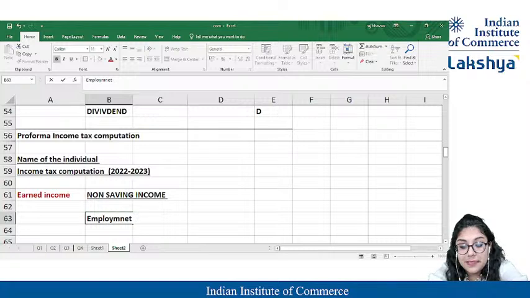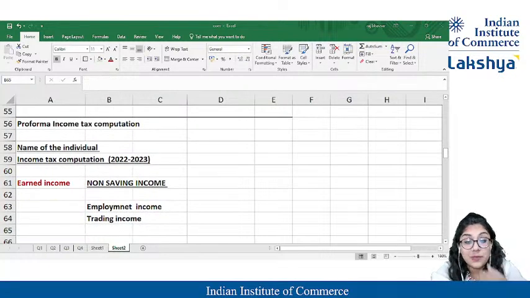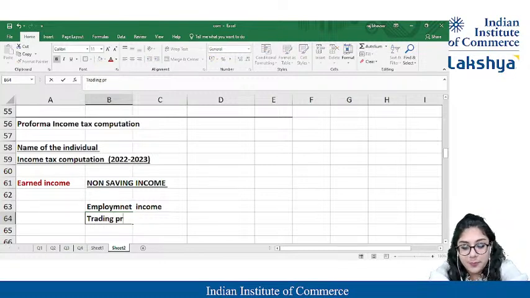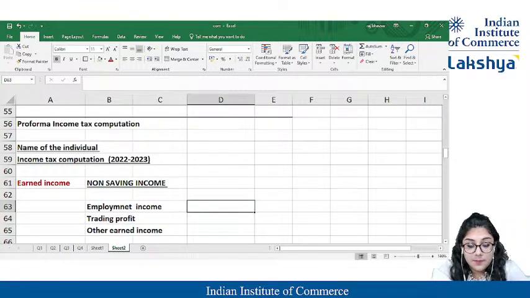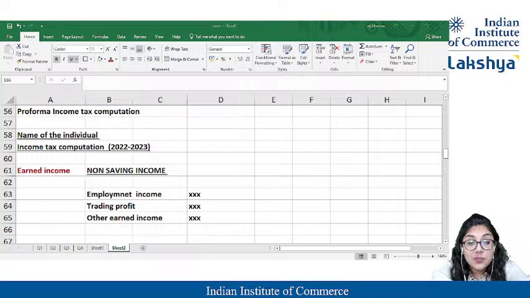Somewhere you do a job, you get the employment income. We do even get the trading income, the trading profits. Then other earned income, where you have done hard work. If you take out the total of all these three things, you will get the non-saving income.